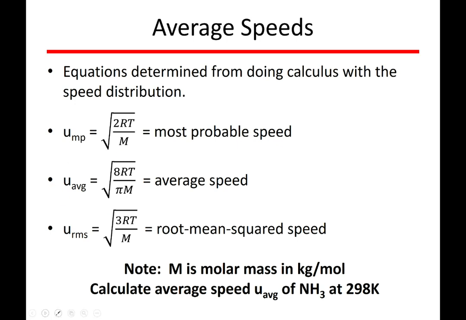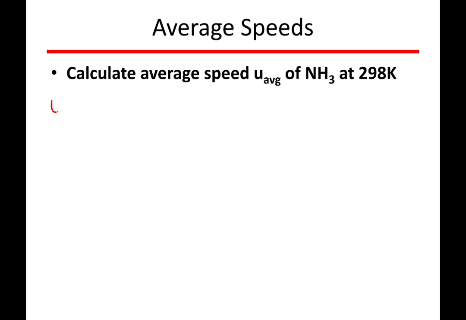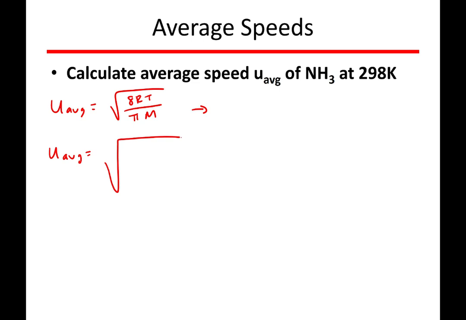So we'll go on to a blank slide and do the calculation now. I'll start by writing out the equation. U average is equal to the square root of 8RT over pi m. And now we'll go ahead and plug in the numbers. And it's going to be really important to take a very careful look at units. We'll now say U average is equal to the square root of 8 times R.